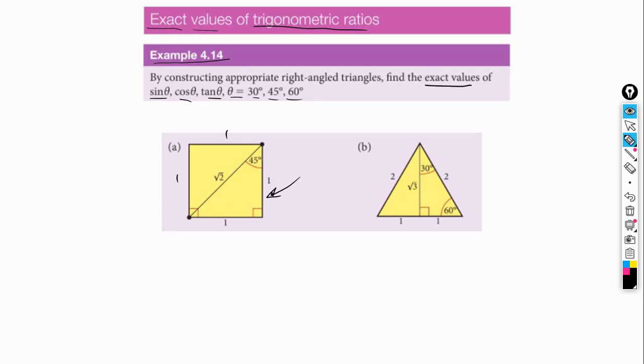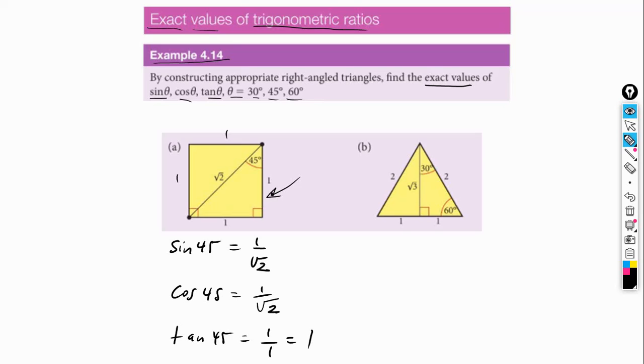Now, in this case, notice that sine of 45 is going to equal 1 over square root of 2. Cosine of 45 is also going to equal 1 over square root of 2. And then tangent of 45 is going to equal opposite over adjacent, which is going to equal 1.